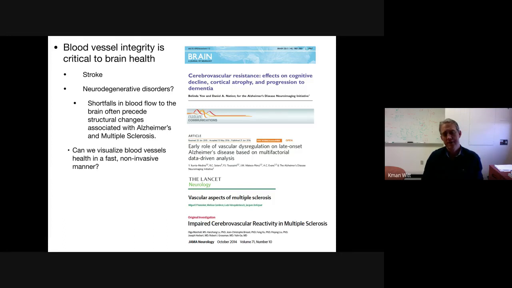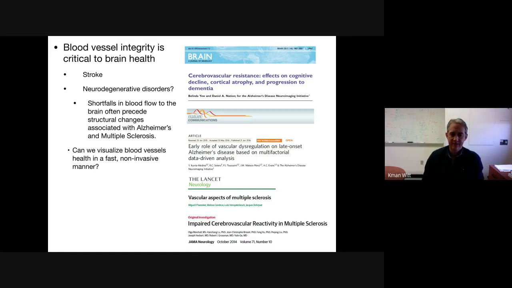We're more focused on the fact that in the last 15, maybe 20 years, there's been a lot of data coming out that points to the vascular system playing a role in different neurodegenerative disorders. In fact, one of the main points coming from these studies is that shortfalls in blood flow might actually be one of the earliest biomarkers in these disorders. Now, whether or not this is the cause or effect, we're still not sure.